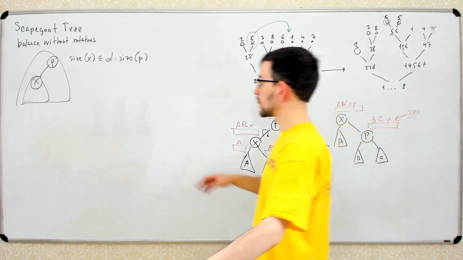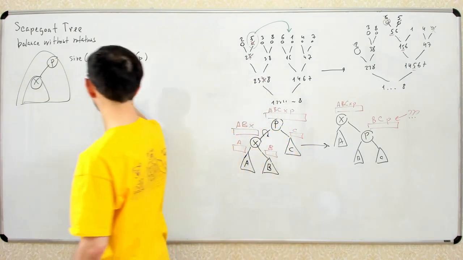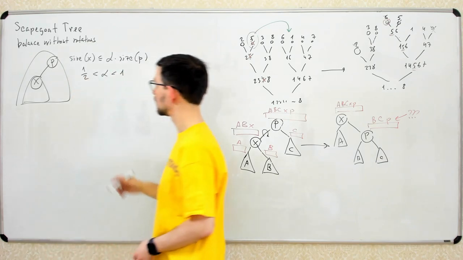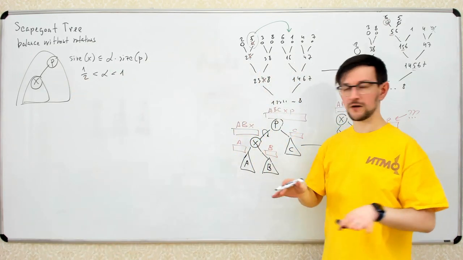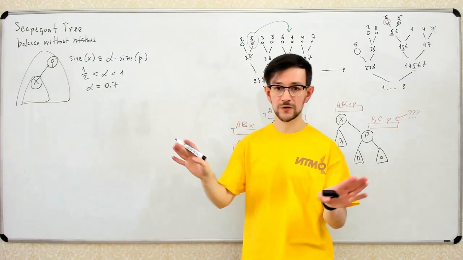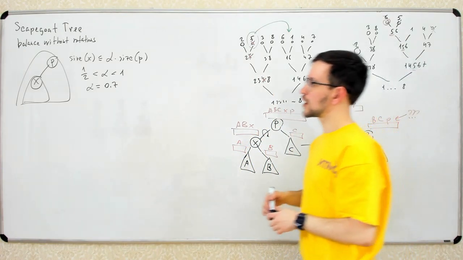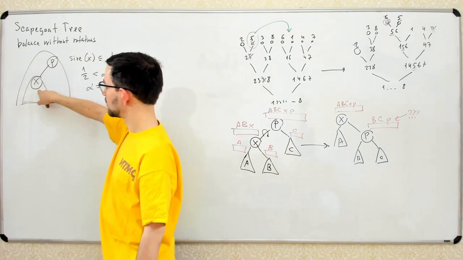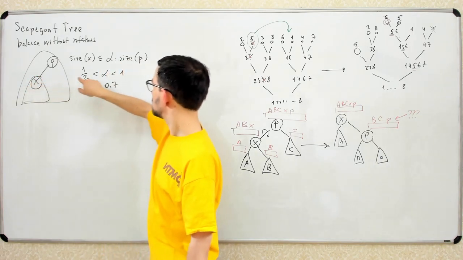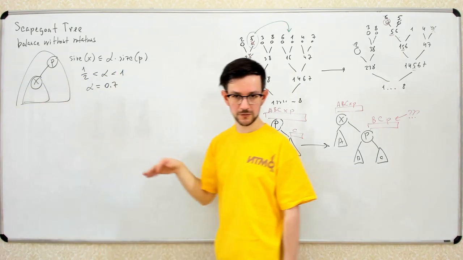Again, that's a very simple property. We will take some constant alpha. Alpha will be more than 1/2 and less than 1. So let's take some constant alpha, for example alpha equal to 0.7. Nice constant value. And we will maintain the property that for any child of a node, the size of the child, where size is the total number of elements, so the total number of elements in this subtree, is at most alpha multiplied by the size of the whole tree.